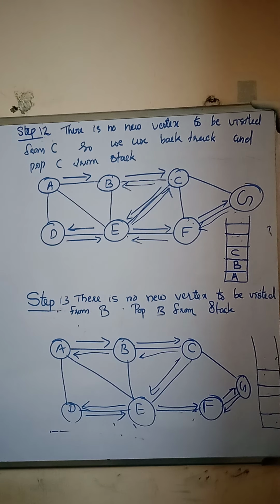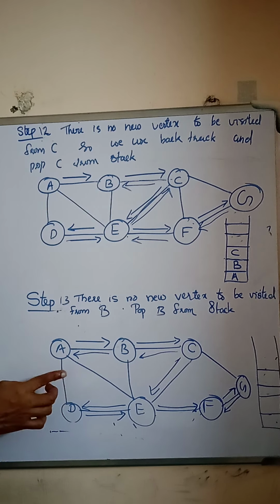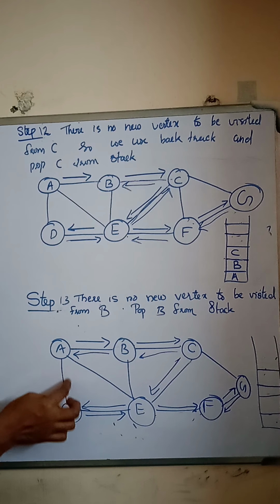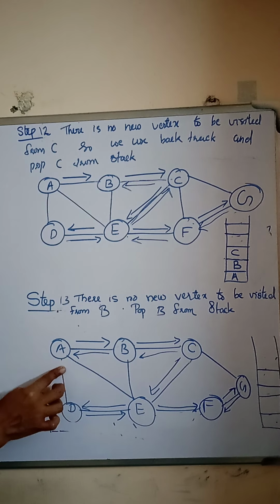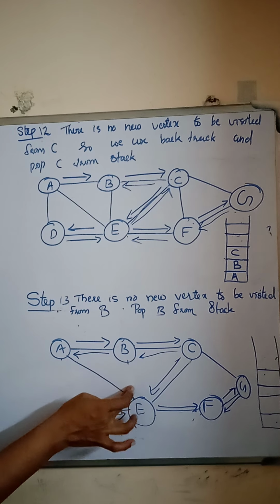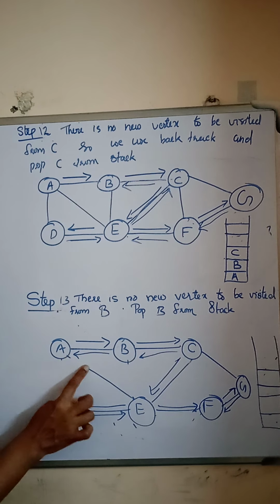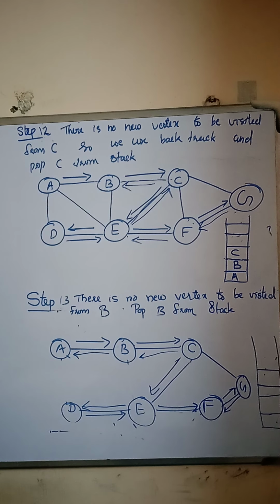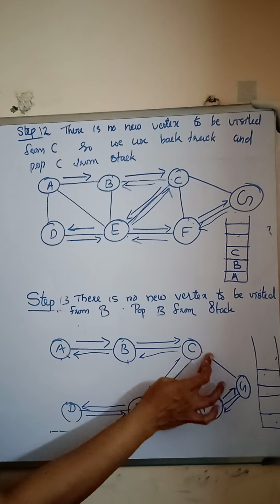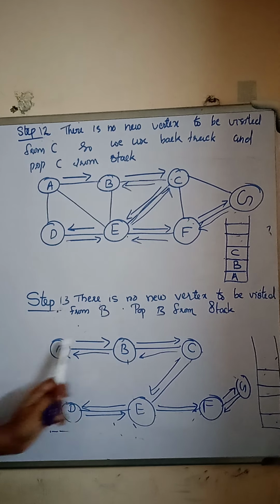So the final spanning tree is obtained by deleting these edges. There is no traversal between A and D, so we delete this traversal AD. Between B and D there is no traversal, and also between A and E there is no traversal, so we delete these also. And between C and G there is no traversal. So the final result, the DFS spanning tree, is this.